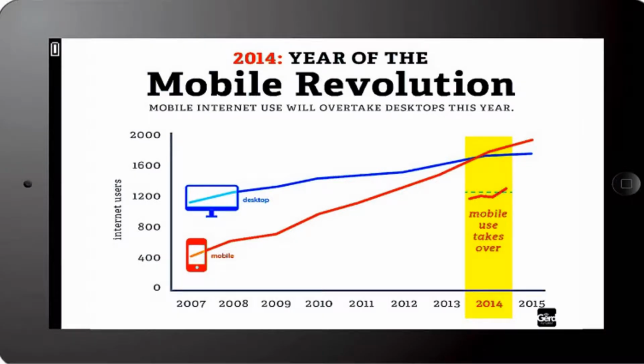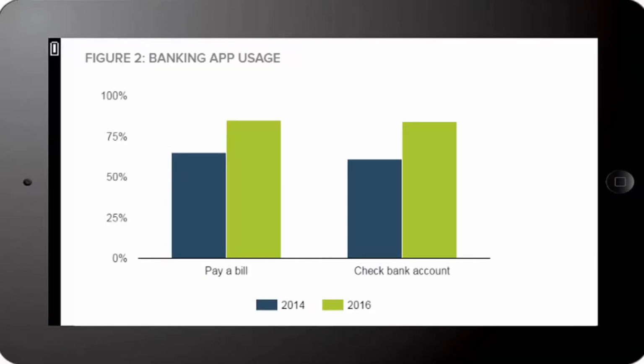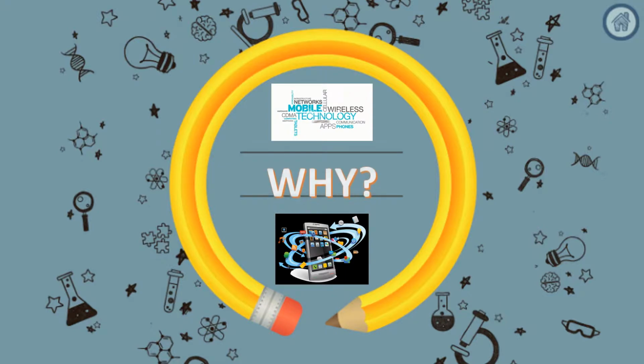This graph displays the mobile revolution, which occurred in 2014. In this year, the use of mobile technology, such as mobile phones and laptops, overtook the use of desktop computers or non-mobile technology. We can now see a trend in app usage. Within 2 years, there has been an increase in the use of applications on mobile devices, such as banking apps, to check bank accounts and pay bills. We are now left wondering why we are seeing these trends.